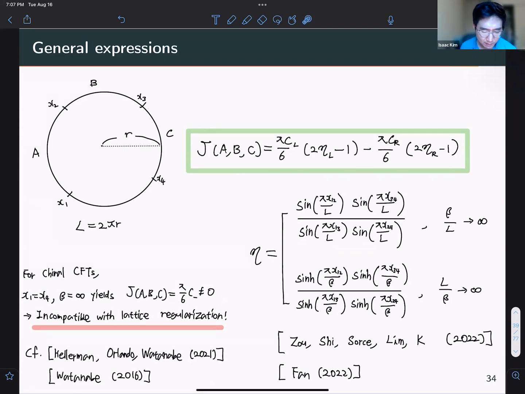On a similar note, this shows very directly that chiral CFTs are fundamentally incompatible with any lattice regularization. Even in the case where you cool it down to the ground state, so that you're in the vacuum, and let's say x1 is equal to x4, so A, B, and C cover the entire circle. In that case, if you assume any kind of tensor product structure, then you can very easily show that JABC must always be 0. It's some very basic quantum mechanics calculation that you can just show, assuming tensor product structure.